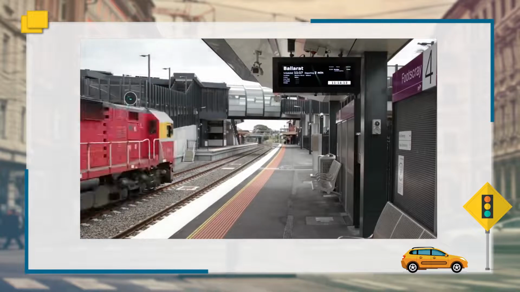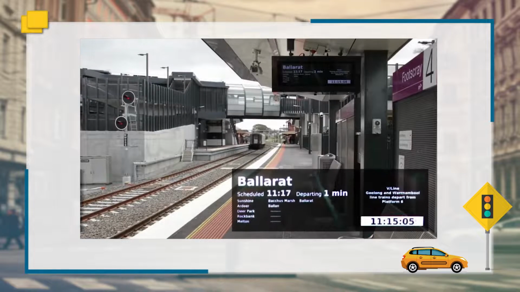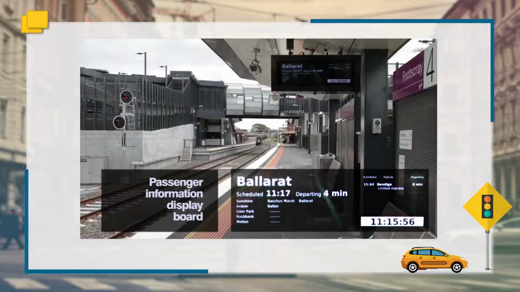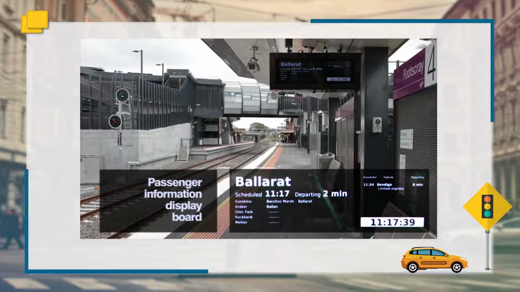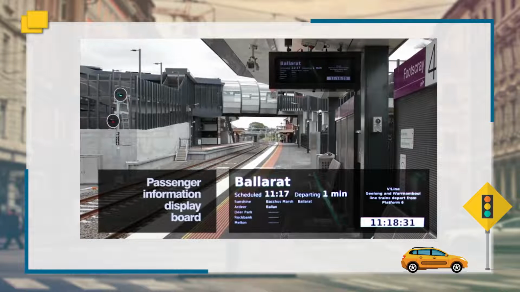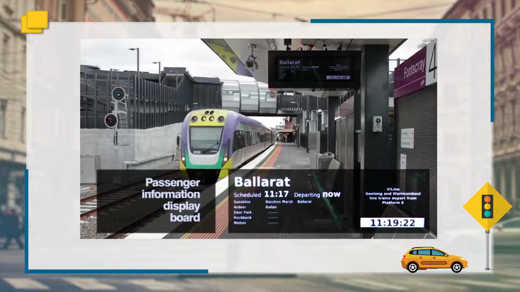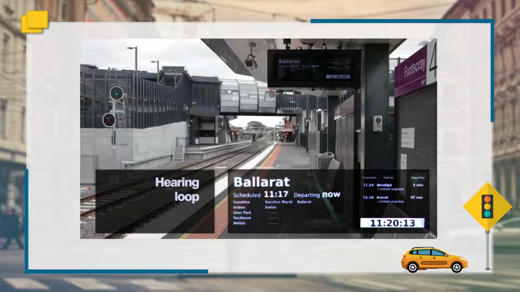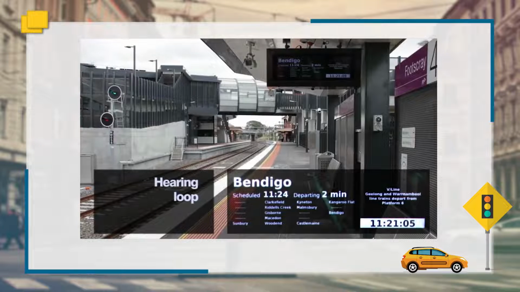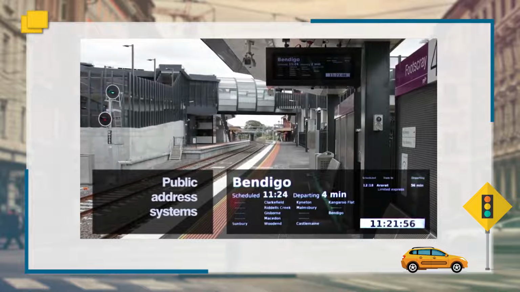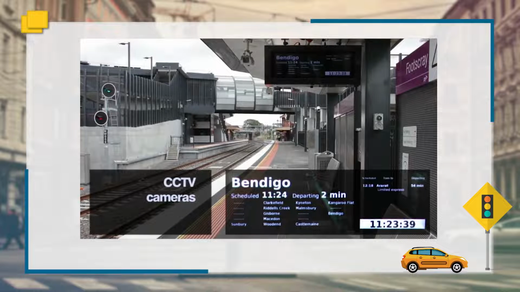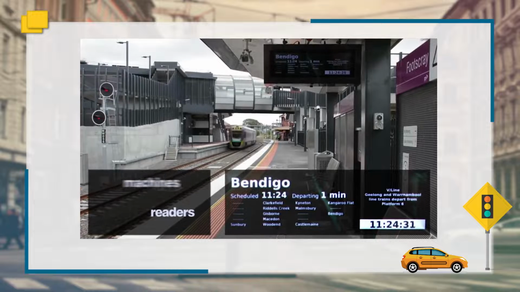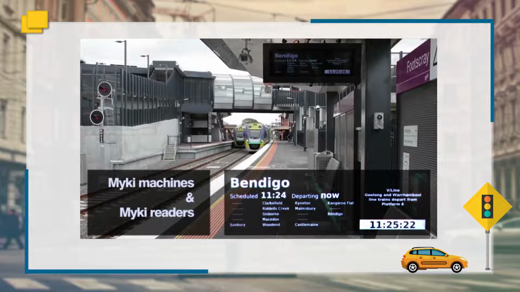platforms, such as passenger information display boards informing passengers when the next train is arriving. Other technology which the rail systems team have installed at train stations include hearing loops, providing announcements for customers with hearing aids, public address systems announcing trains arriving on the platform, CCTV cameras, and Myki machines and Myki readers.